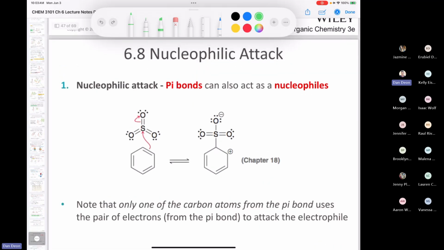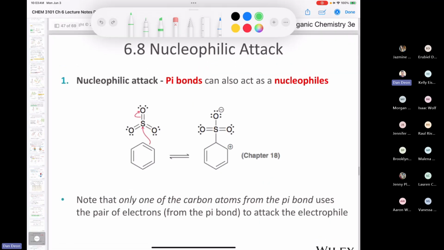It says pi bonds can act as nucleophiles. This is something we won't actually look at, this one here, until chapter 18, but we will see other examples of pi bonds behaving as nucleophiles in this class.